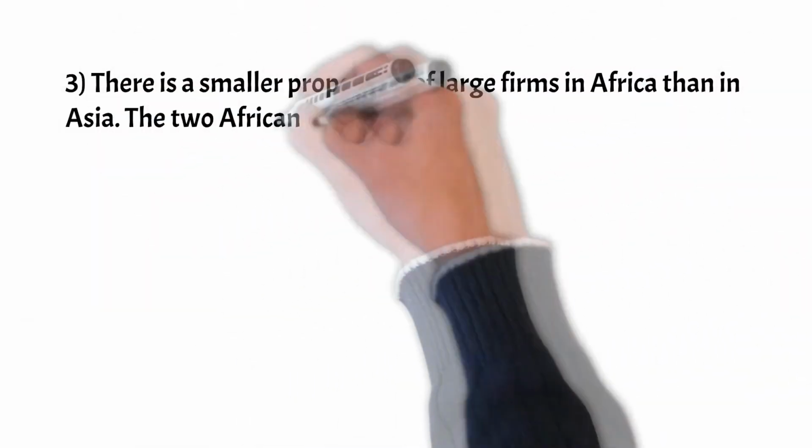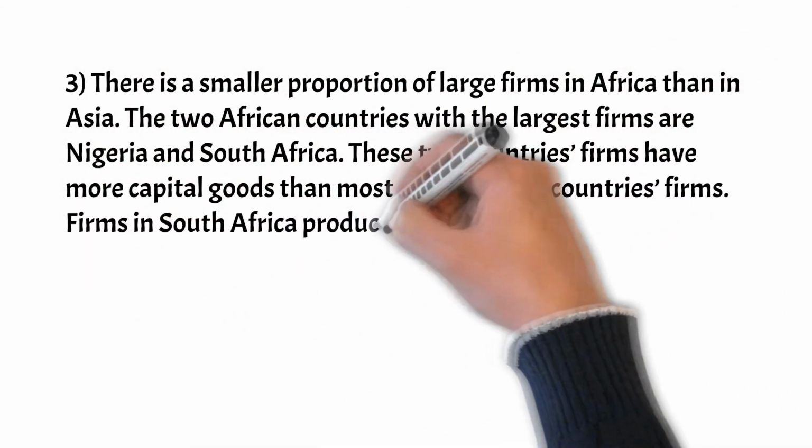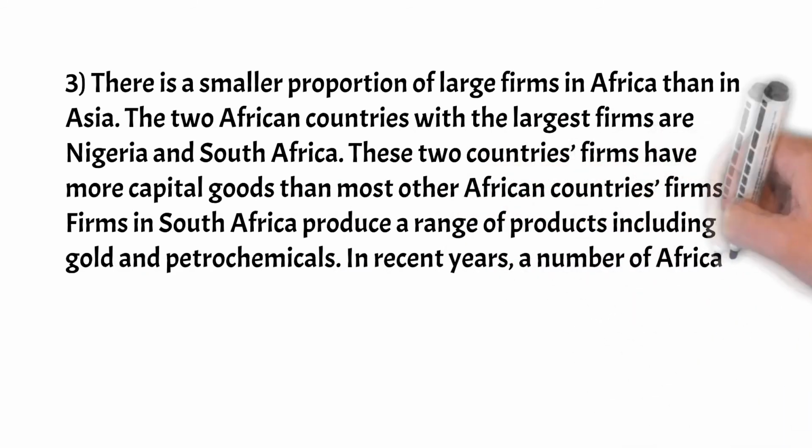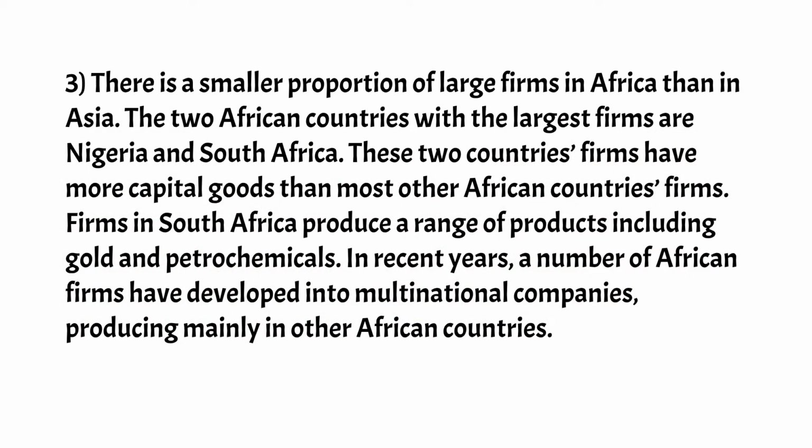Moving on to question 3. There is a smaller proportion of large firms in Africa than in Asia. The two African countries with the largest firms are Nigeria and South Africa. These two countries' firms have more capital goods than most other African countries' firms. Firms in South Africa produce a range of products including gold and petrochemicals. In recent years, a number of African firms have developed into multinational companies, producing mainly in other African countries.